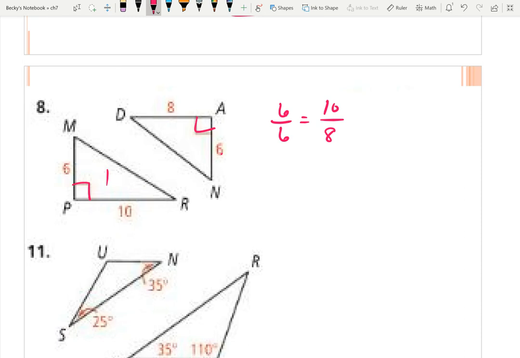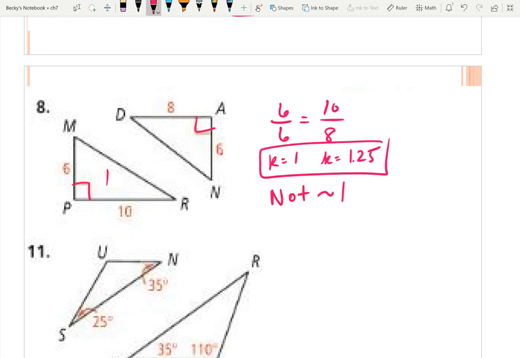Now, right away, I see a problem. 6 over 6 is 1. Is 10 over 6 1? Or rather 10 over 8? 10 over 8 is not 1. That's 1.25. So, are they similar? No, not similar. Okay.